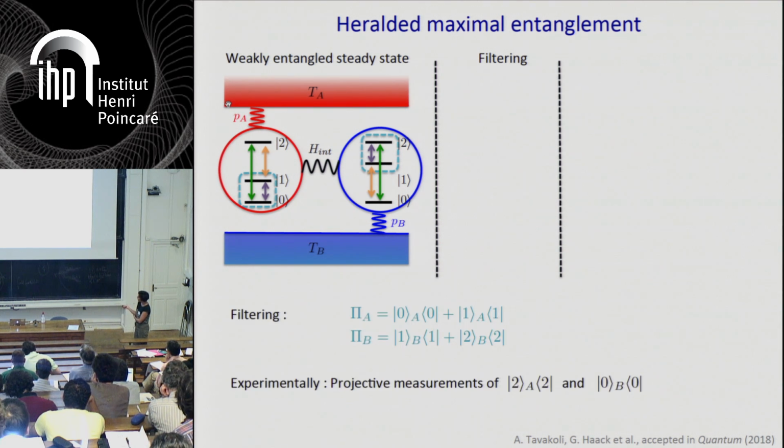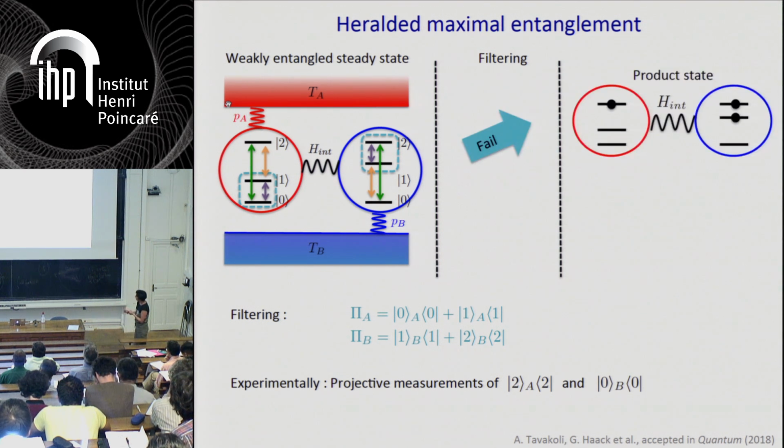How can this be done? Theoretically, it's by considering a projector onto the lowest two levels of qutrit A and the upper two levels of qutrit B. And experimentally, but we can discuss that in more detail, you will have to make projective measurements of the upper level of this qutrit and the lowest level of this qutrit. And if these two states are occupied or unoccupied, you can know whether you are in this subspace or not.